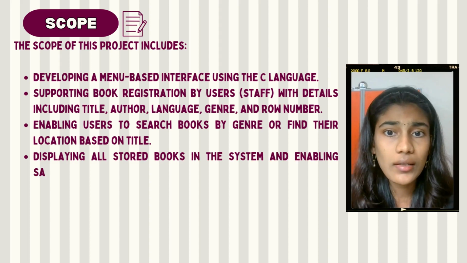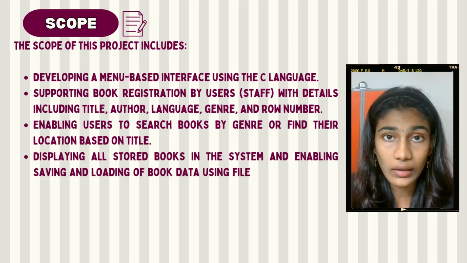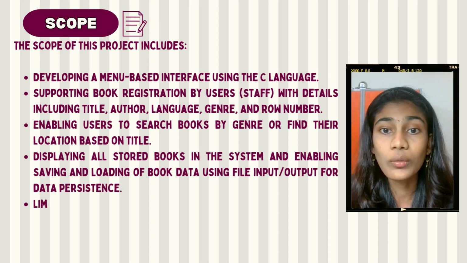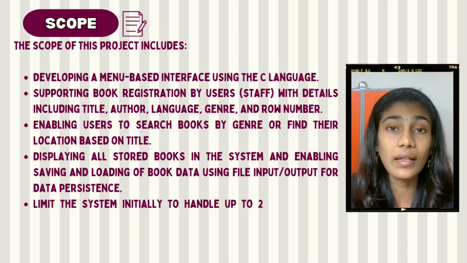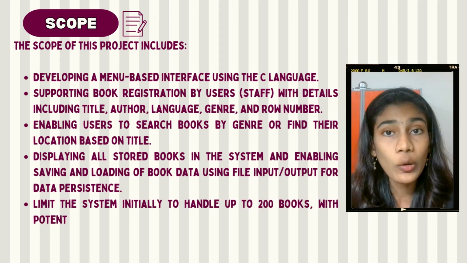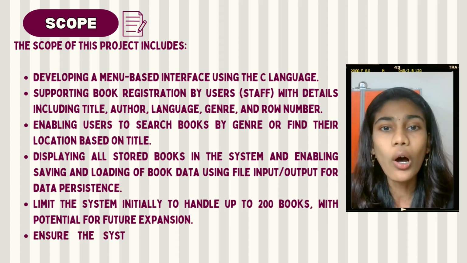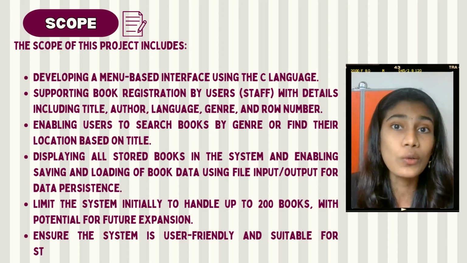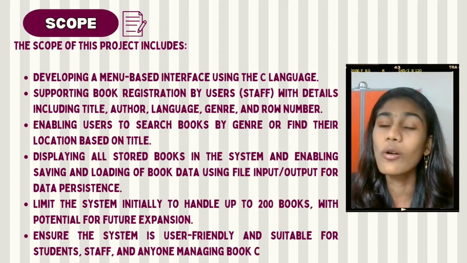You can also search for a book by genre or find out exactly where a book is located just by typing its title. The system can store up to 200 books for now, and we made it so that all the data can be saved into a file and loaded again later, so nothing gets lost when you close the program. Overall, our goal is to create a system that is simple, helpful, and user friendly, which is perfect for small libraries, classrooms, or personal use.